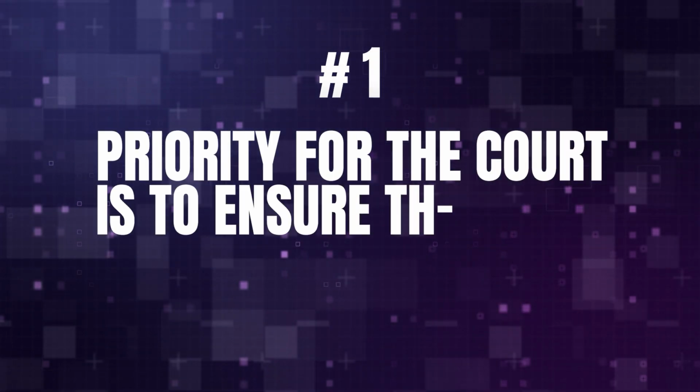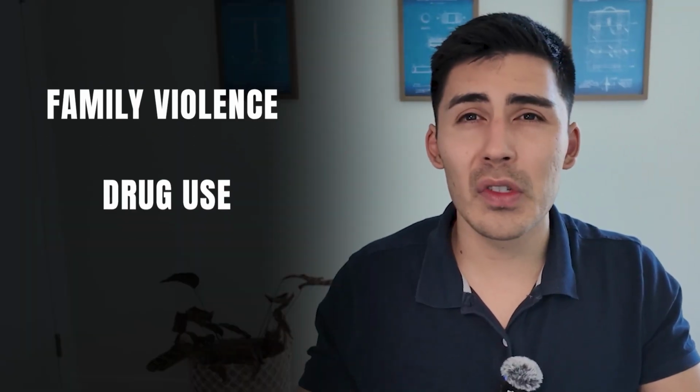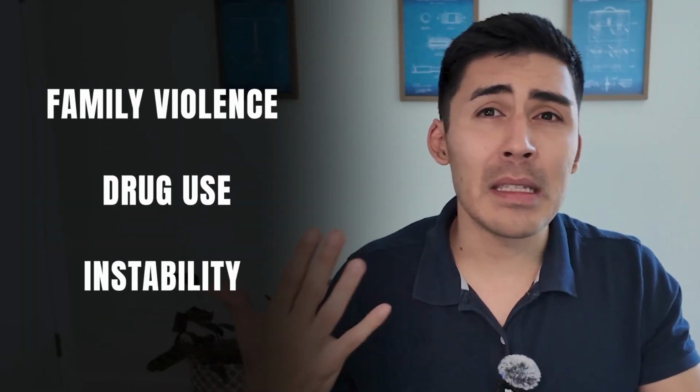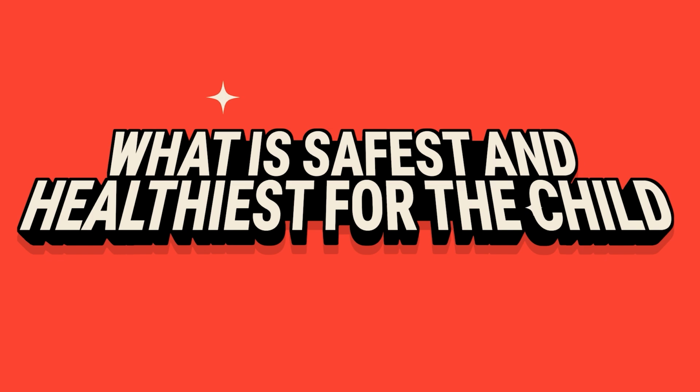And the number one priority for the court is to ensure that there is no risk or harm to the child. So if there is any evidence of family violence, drug use, instability, if the child is potentially going to be exposed to danger or emotional harm, then the court will be extremely concerned and want to ensure that the child is in a safe environment. So even if you're angry or upset, the focus is always what's safest and healthiest for the child, not just what's fair for the parent or what feels fair.